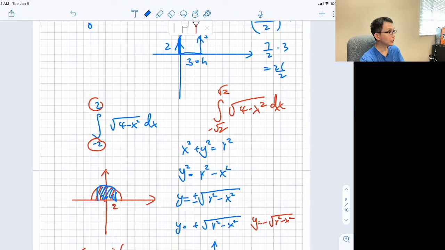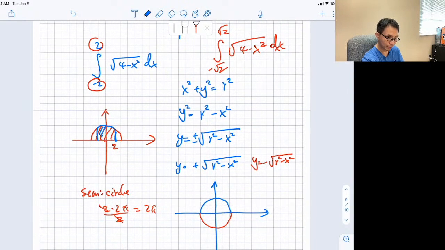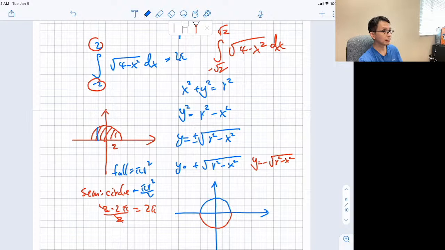Wait, how'd you calculate the area for the semicircle again? The area of the whole circle is pi r squared, right? Yeah. So full is equal to pi r squared, so the semicircle is pi r squared over 2. So it'll be 2 pi. So this is 2 pi. Pi r squared times half, and r is 2 in this case. Does that make sense? Yes.